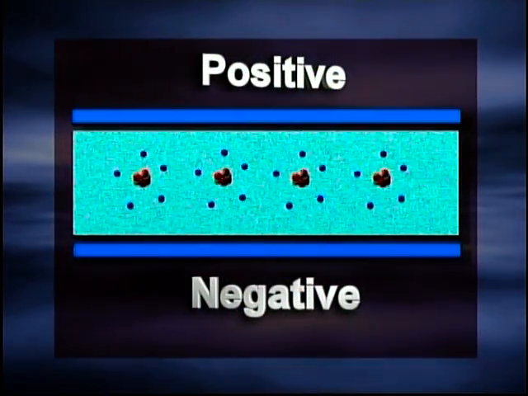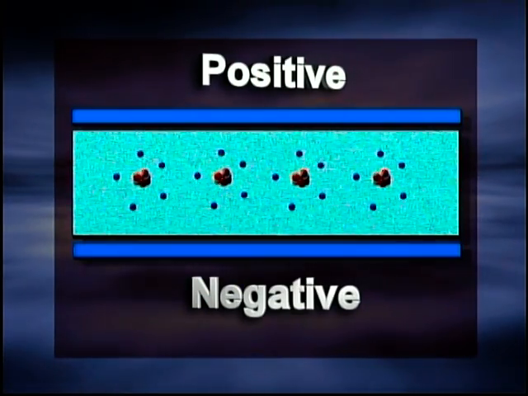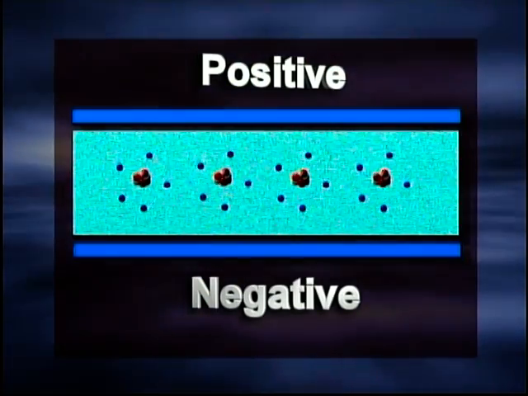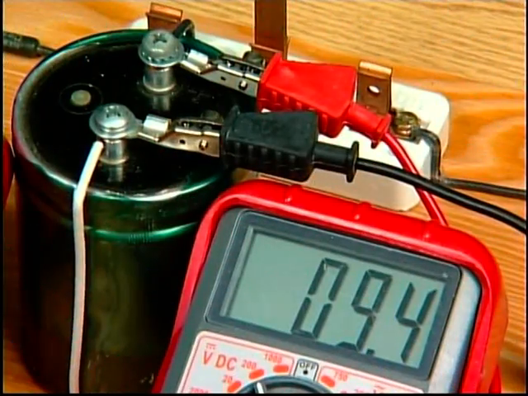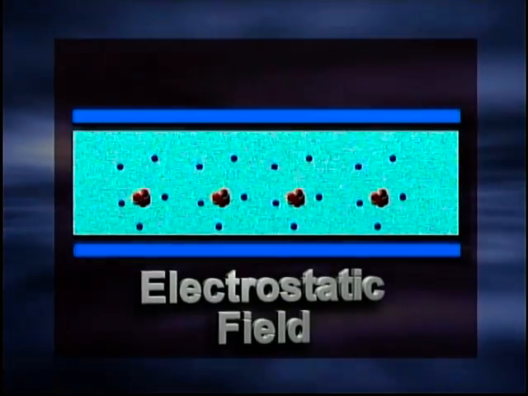With a negative charge on one plate and a positive charge on the other, an electric field has been developed in the dielectric between the two charged plates. The voltage is present across the capacitor terminals, and the electrical energy is stored in the electric field of the dielectric. The stretched-out atoms between the plates represent the electrostatic lines of force which make up the electric field, also known as the electrostatic field. Field strength is proportional to the potential difference, or voltage, between the plates.